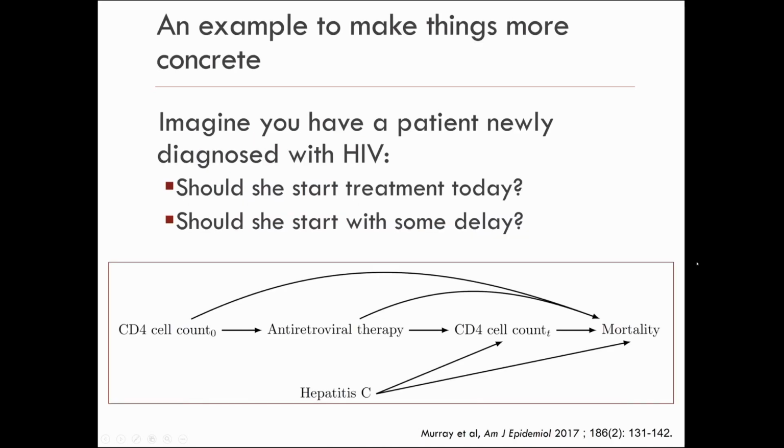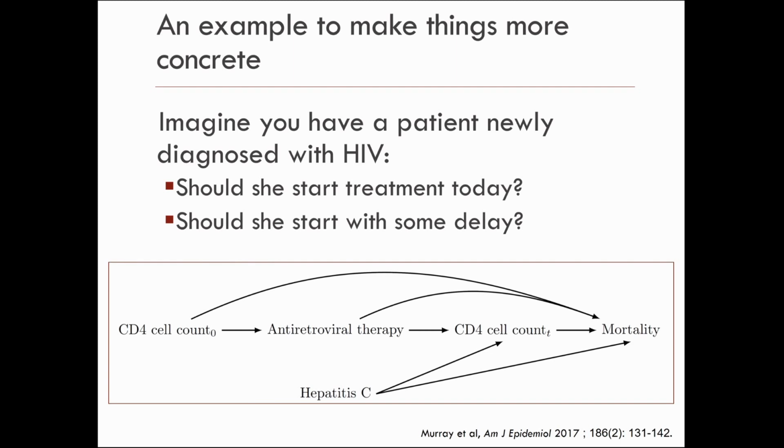Okay, so an example to make things a little bit more concrete. We can imagine that we have a patient who's newly diagnosed with HIV, and she has some baseline CD4 cell count, which is a measure of immune function at time 0. So that's the little 0 index there. We have to decide, should she start antiretroviral therapy today, or should she wait and start with some delay, perhaps after her immune function or her CD4 cell count has worsened to some lower value.